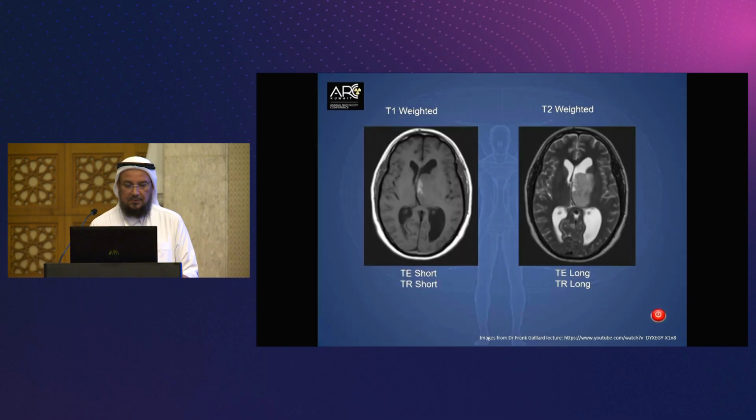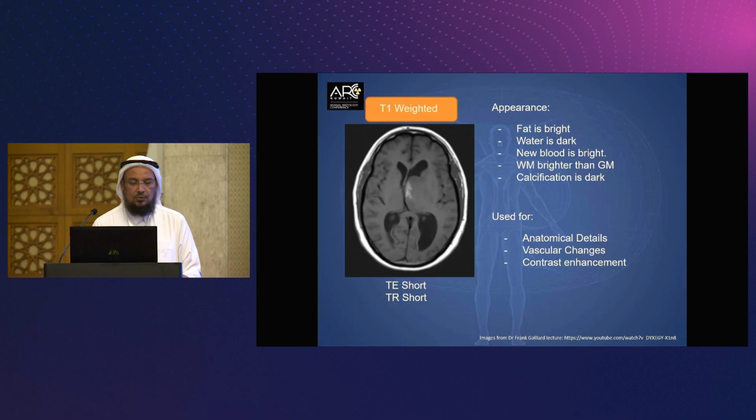And this is an example of how they appear. Usually in T1 weighted images, fat will appear bright, water will appear dark because it takes a long time to recover. New blood is bright, white matter is brighter than gray matter. Calcification is dark. Why? Because it has 0 proton density. So it is always black.